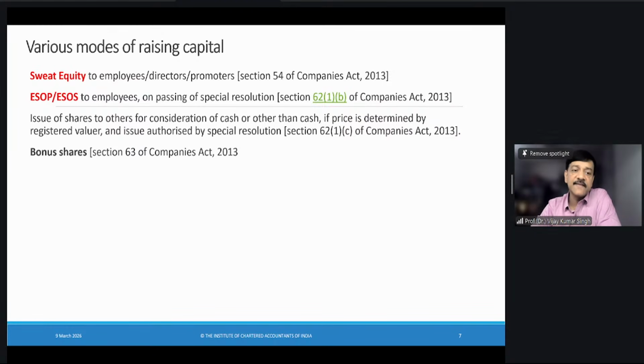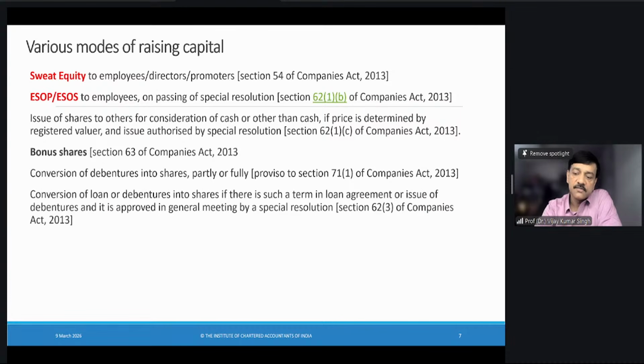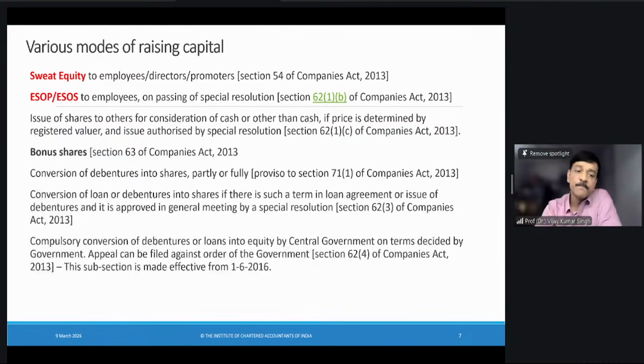Then bonus shares is another mechanism by which you can issue shares. Conversion of debentures into shares is also a mechanism by which you are converting debt into equity. That is also one of the ways or modes of raising equity. And then conversion of loans or debentures into shares, all these conversions are dealt with under section 62. So this is just by way of information, so that you know from where all the money can come. There is also compulsory conversion of debentures or loans that may happen under section 62.